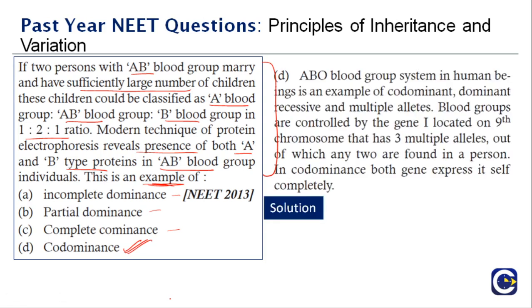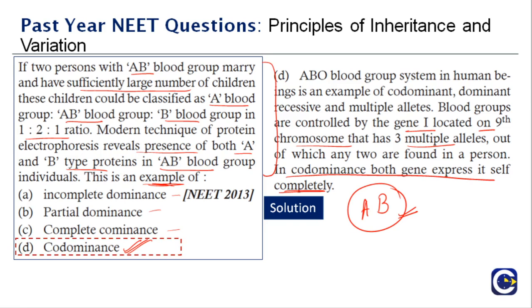The ABO blood group system in humans is an example of codominance, dominant recessive and multiple alleles. Blood groups are controlled by gene I located on the 9th chromosome and has 3 multiple alleles, out of which any 2 are found in a person. In codominance, both genes express themselves completely. For example, A and B are both expressed. That is why we have blood group AB. So this is an example of codominance, and the correct answer is D.